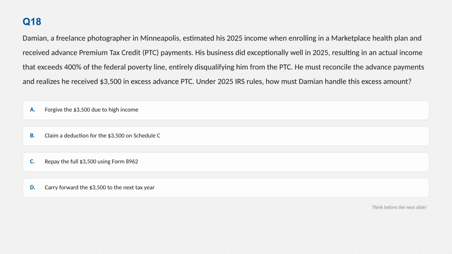A. Forgive the $3,500 due to high income. B. Claim a deduction for the $3,500 on Schedule C. C. Repay the full $3,500 using Form 8962. D. Carry forward the $3,500 to the next tax year.